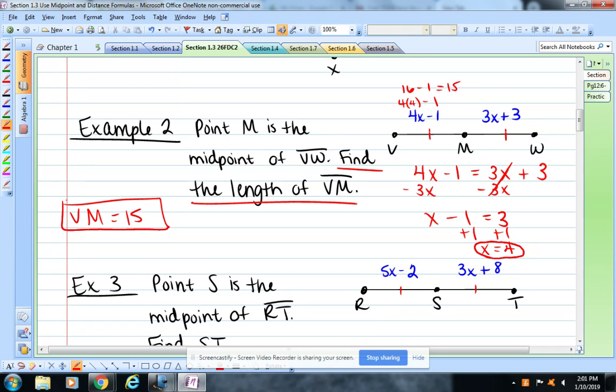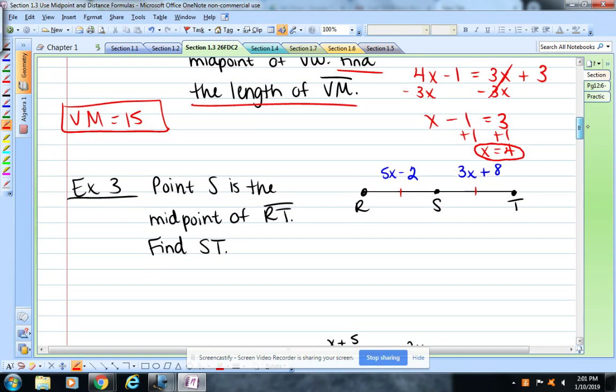What if instead of asking me for the length of VM, they asked me for the length of VW? What would the answer be? 15 plus 15 is 30, right? You double it. So if they're asking for the little one, you're going to get half of the big one. If they ask for the big one, you double one of the little ones. Does that make sense? All right, any questions?